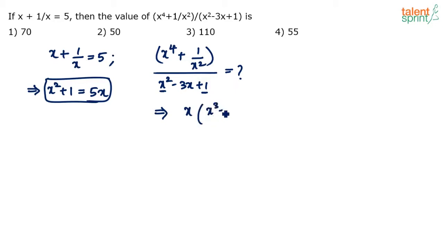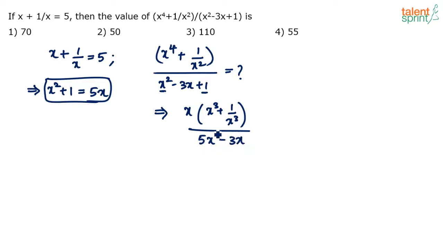We'll have x cube plus 1 by x cube. So x into x cube is x power 4. x into 1 by x cube is 1 by x squared. Divided by, what are we doing in the denominator? We are replacing x squared plus 1 with 5x. Right? We have understood that x squared plus 1 is 5x. So replace that with 5x, and minus 3x as it is.